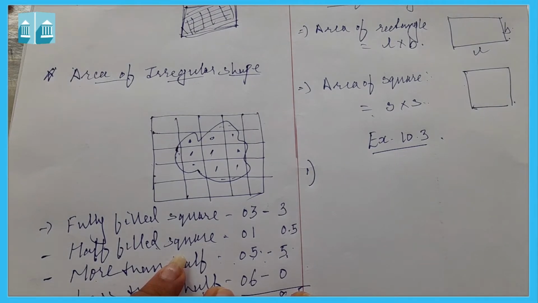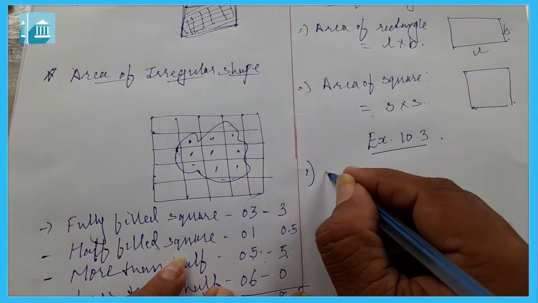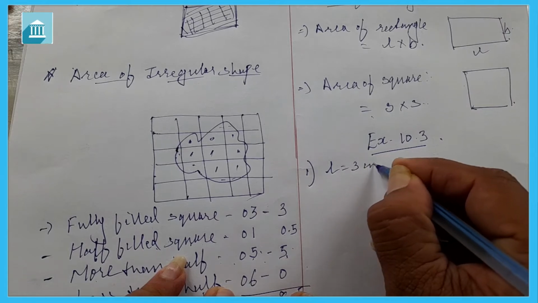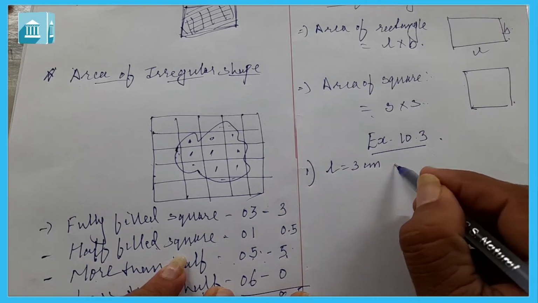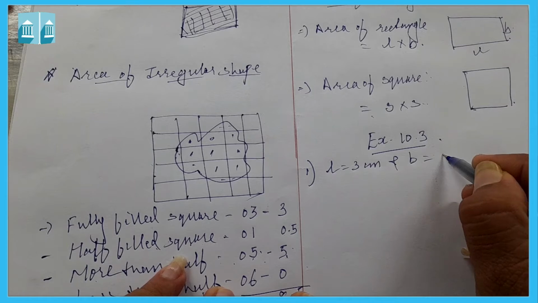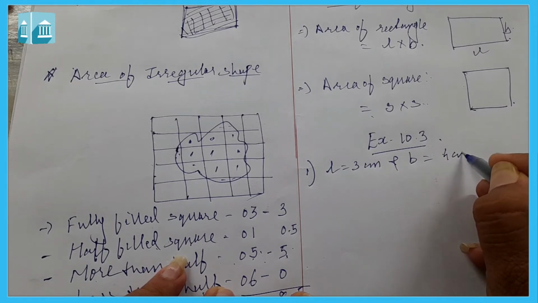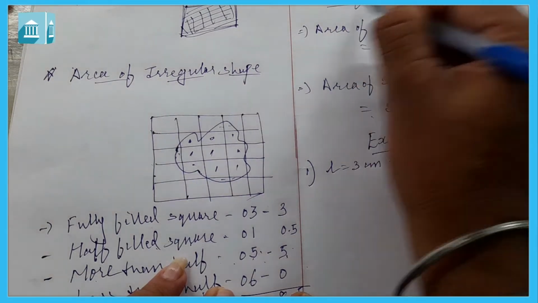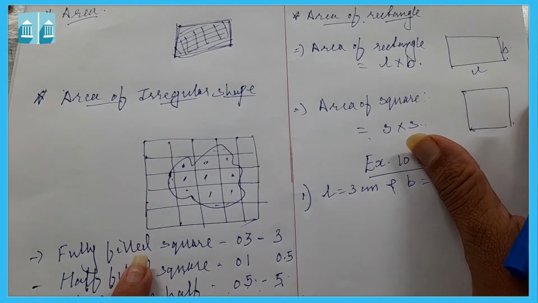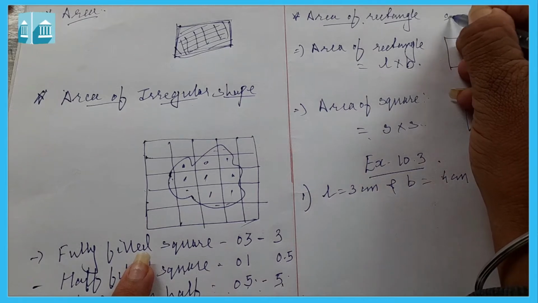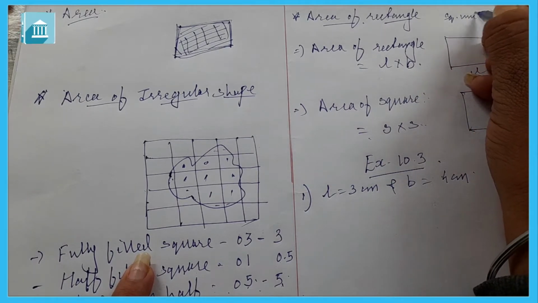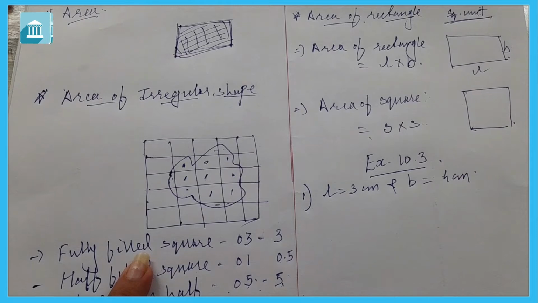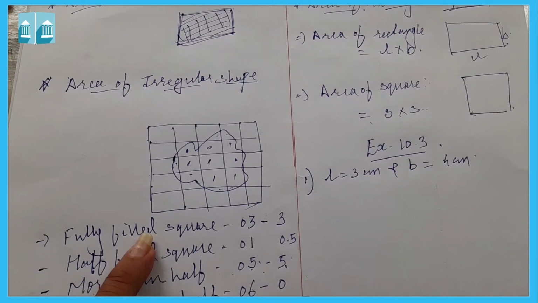Question number 1 is, find the area of the rectangle whose length is given as 3 centimeter and breadth is given as 4 centimeter. One more thing: area is always in square unit, that is square centimeter, square meter or square kilometer. So the area should always be written in square unit.